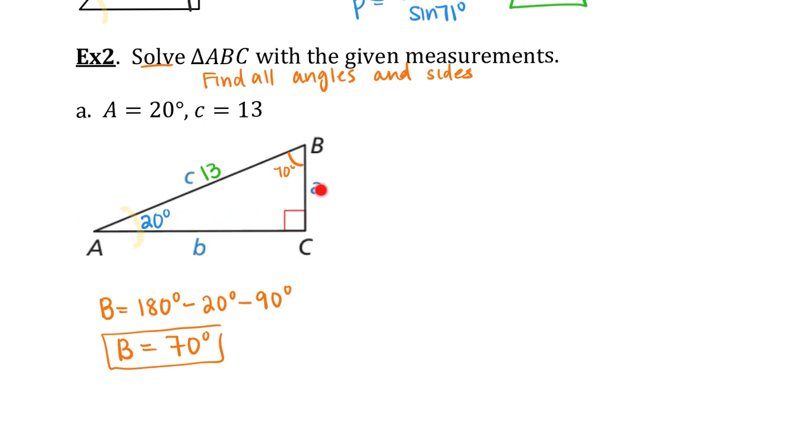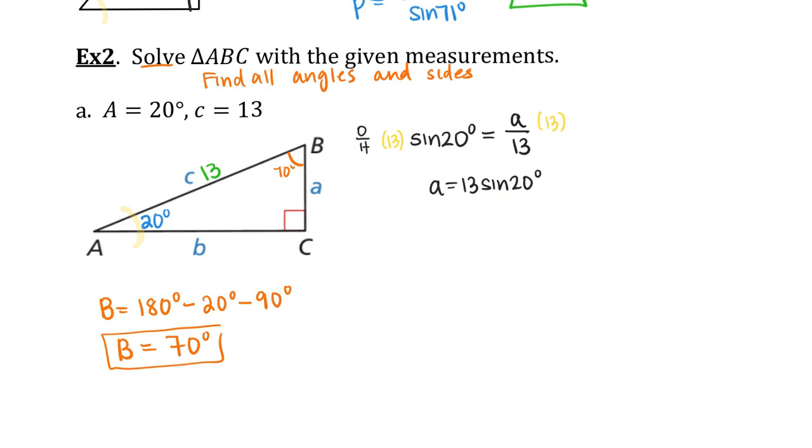From angle A is the opposite side. And then the only other side I know is the 13, which is the hypotenuse. So what do I have? Opposite and hypotenuse? That's sine. So I'm going to do the sine of 20 degrees equals opposite over hypotenuse. I'm going to times 13 on both sides. So A is 13 sine 20 degrees.